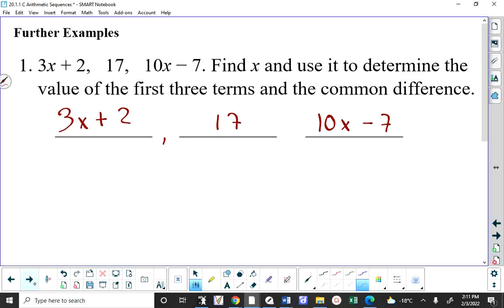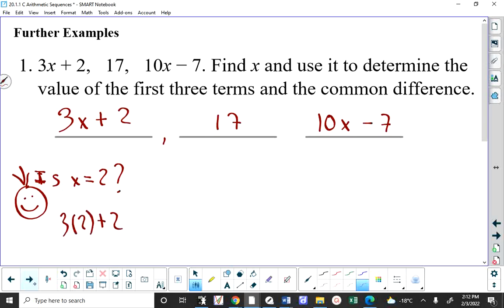So, this is not what you would do, but I want to make sure you understand what the question is asking. Maybe x is 2. If x were 2, and you're not writing this down, this is just me thinking out loud. Is x equal to 2? Well, if x is equal to 2, then 3x plus 2 is 3 times 2 plus 2, which I believe is 8. Help me out here. It's 8. And if x is 2, well, this is 17.